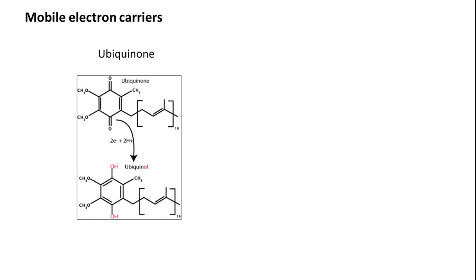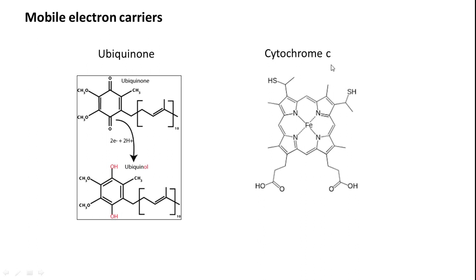The next one is mobile electron carriers like ubiquinone, and cytochrome C, which is present on the outside of the inner membrane, can also be considered a mobile electron carrier. Ubiquinone becomes ubiquinol, so it can capture protons as well as electrons, whereas in cytochrome C we have iron. Iron can flip from +2 to +3, so it is considered a single-electron carrier. It shuttles electrons from complex 3 to complex 4. Okay, so this is it.